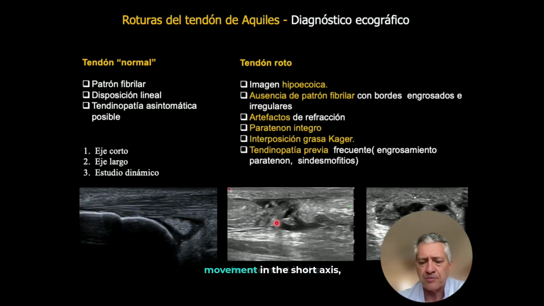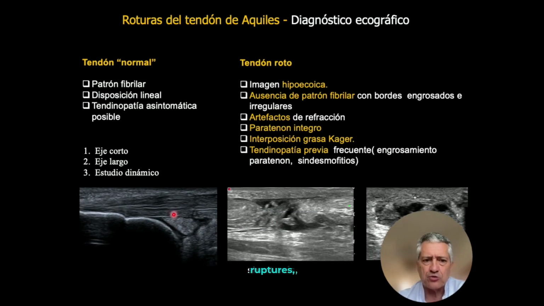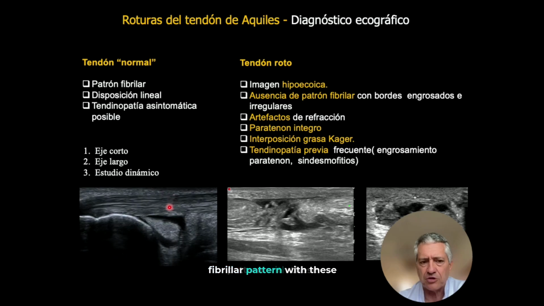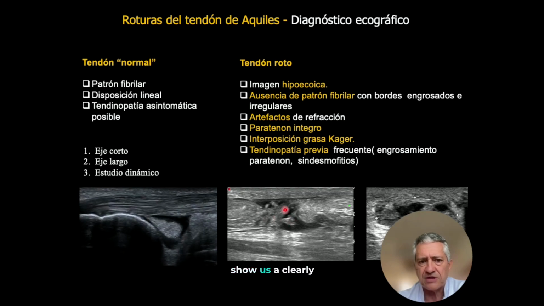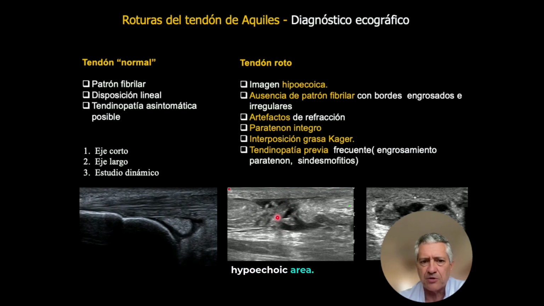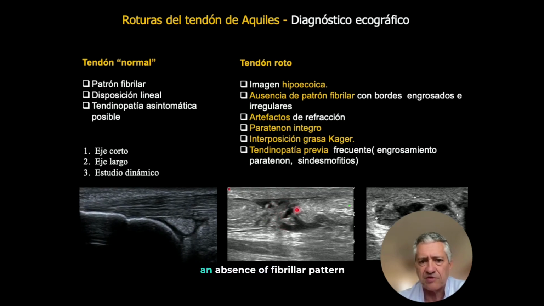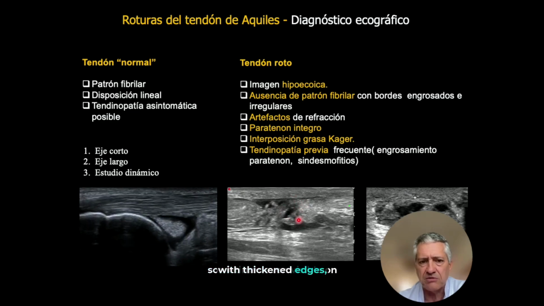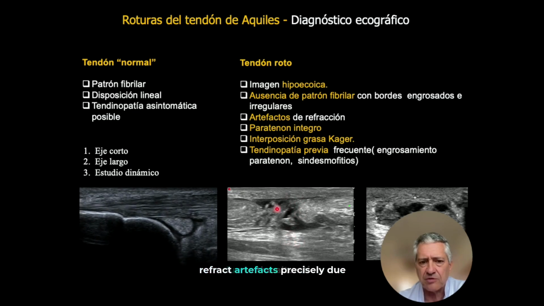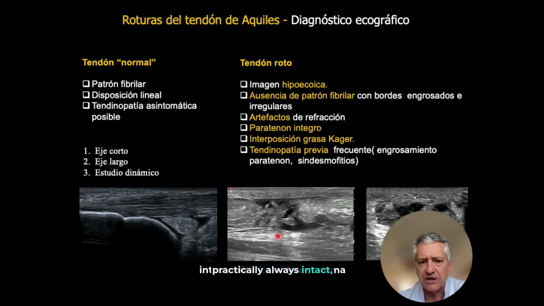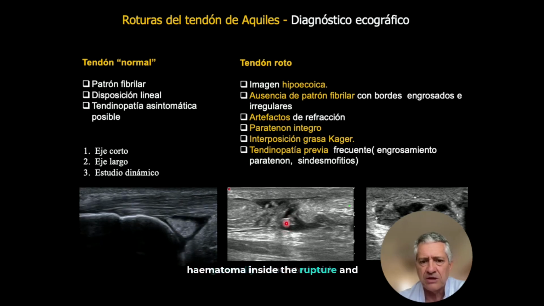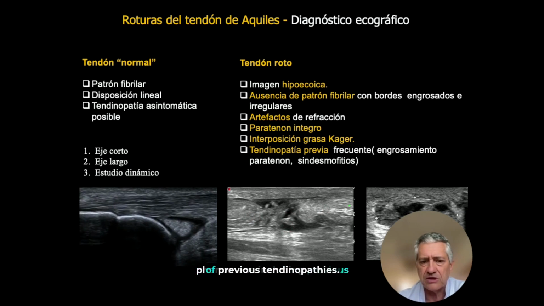From the point of view of movement in the short axis, ruptures, unlike the physiological fibrillar pattern with these fibroadipose septa of collagen that occur inside the tendon, show us a clearly hypoechoic area, an absence of fibrillar pattern with thickened edges, sometimes even the stump itself visible, refraction artifacts precisely due to the alteration of the physiological arrangement of the collagen fibers, with a paratenon that is practically always intact, an interposition of fat or hematoma inside the rupture, and generally associated with phenomena even of previous tendinopathies.